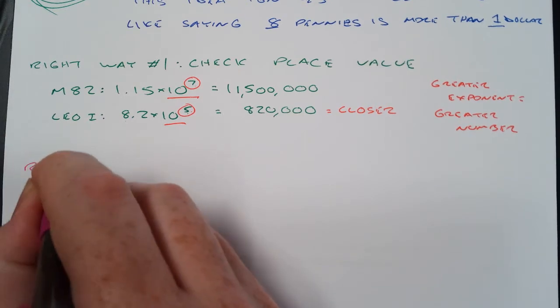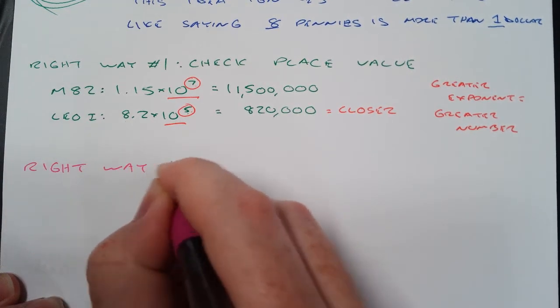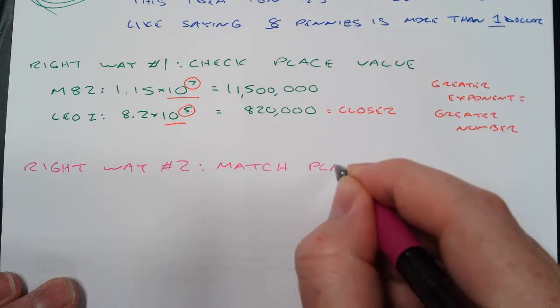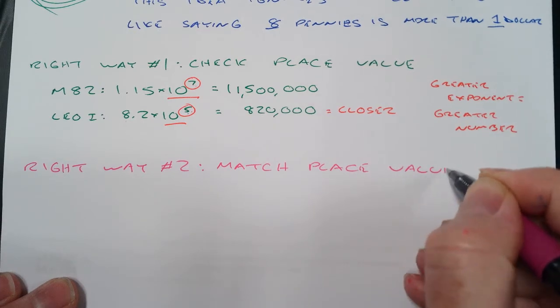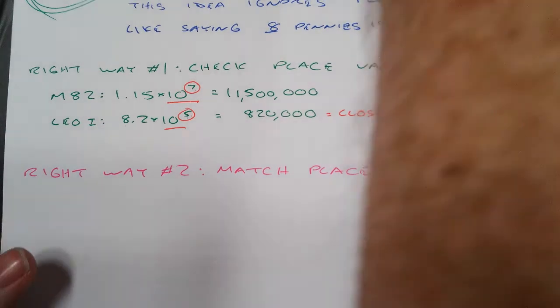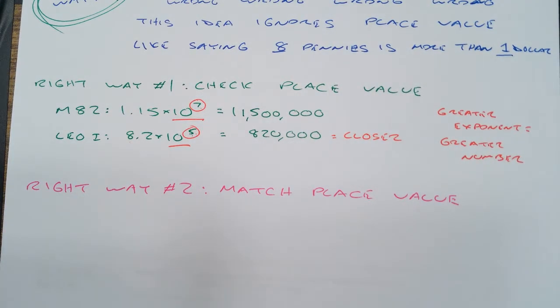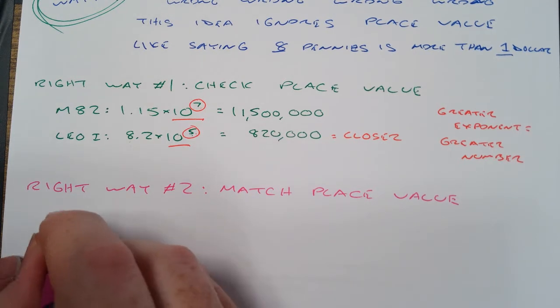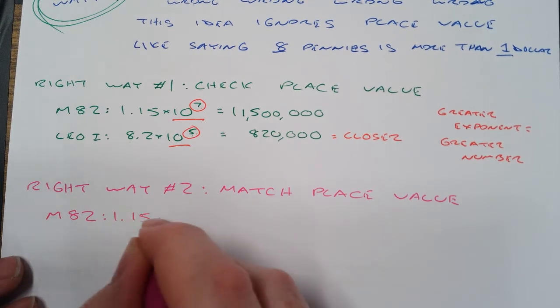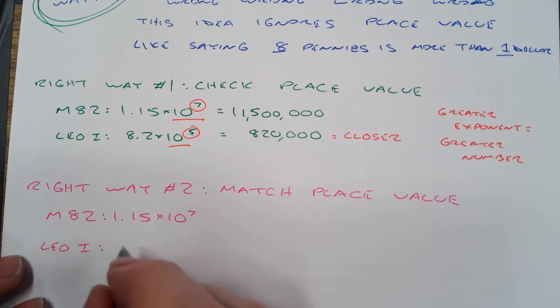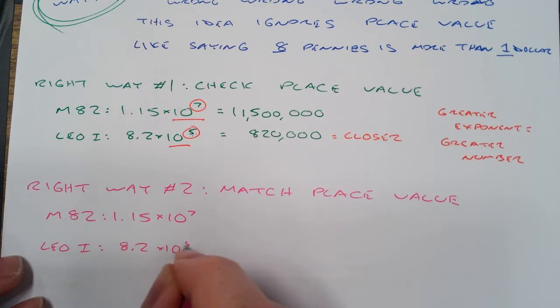There is right way number 2, where you make the place values match. You match the place value. And we have done this before when doing operations with scientific notation. If you remember, when we have added and subtracted scientific notation, we have needed to make the place values match. So that's how you can also use that strategy to compare. Let me show you. The M82 again is 1.15 times 10 to the 7th. The Leo 1 is 8.2 times 10 to the 5th.